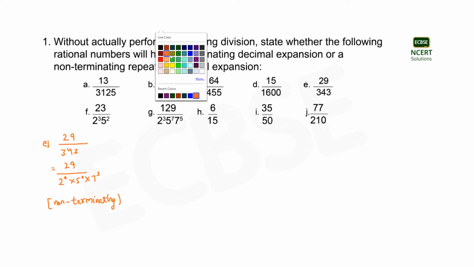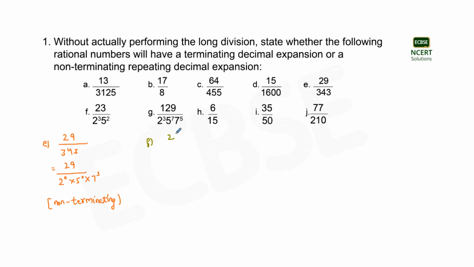Now coming to the F part, here the number given is 23 by 2 raised to power 3 into 5 raised to power 2. As only the factors 2 and 5 are present in the denominator, which are raised to the positive number power, so it will result into its decimal expansion to be a terminating decimal expansion.